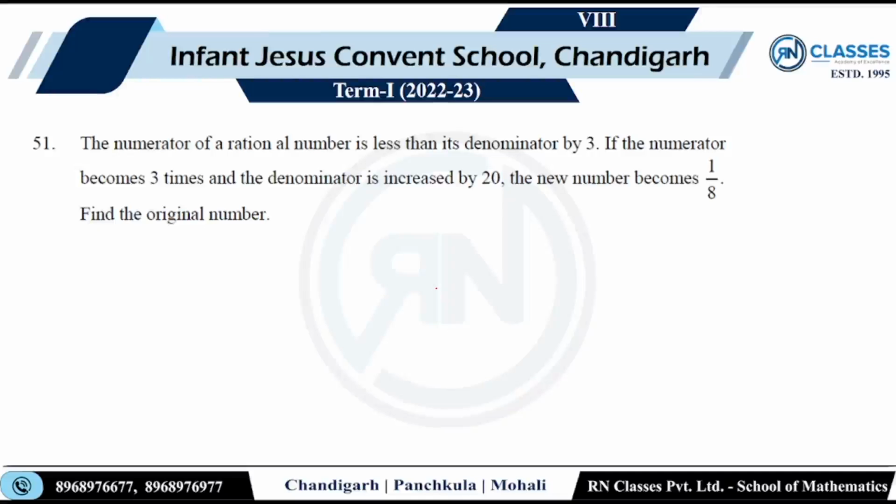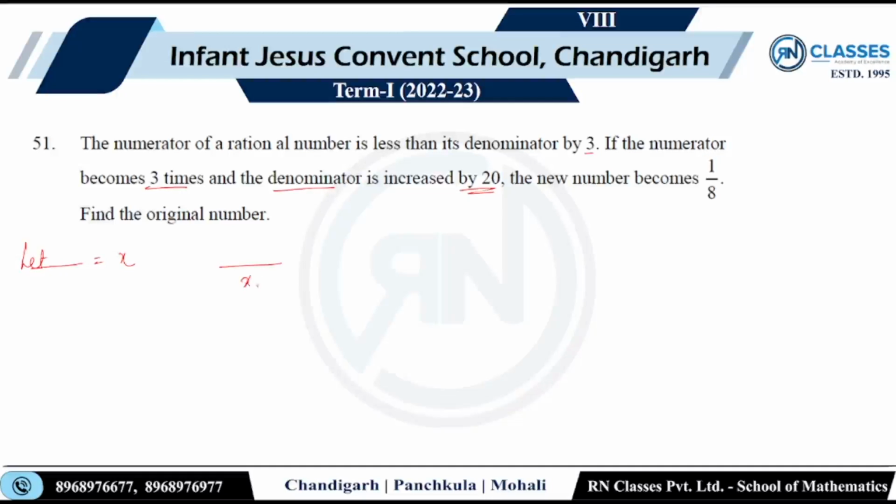Question number 51. The numerator of a rational number is less than the denominator by 3. If the numerator is tripled and the denominator is increased by 3, the number becomes 1 by 8. Find the original number. मेरे को सबसे पहले original fraction मिली थी. The numerator of the rational number is less than the denominator by 3. So let the denominator be x, we will start.